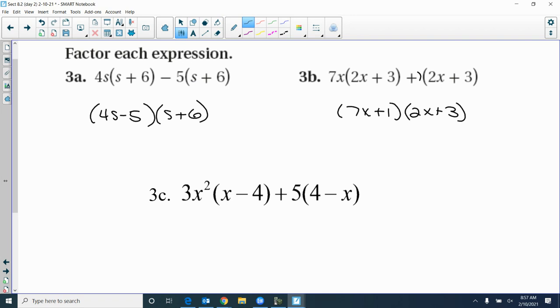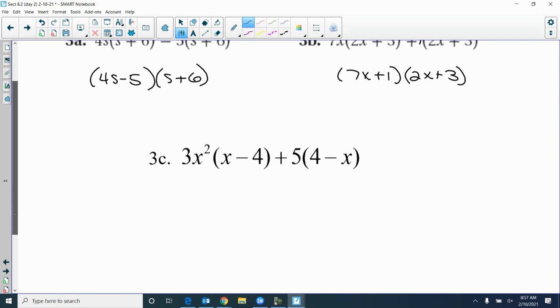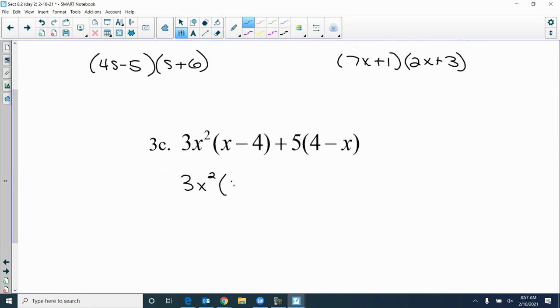And now here's what you also got to watch. If you just change the order, you cannot just flip this around and make it x minus 4. Can't do that because the negative has to go with the x. Right? So you can get it close. So I got 3x squared times x minus 4 plus 5. I can flip this around and write -x plus 4 because the negative goes with the x and that's a plus 4. Are they the same now? No, but they're close. How can I make them the same? That's what I got to do. I got to find a way to make them the same.